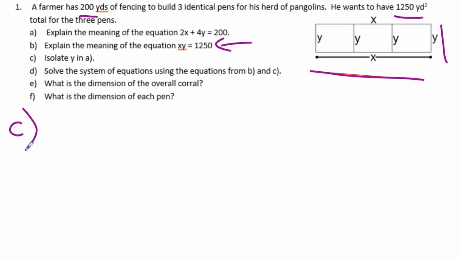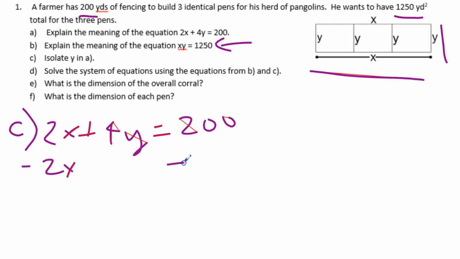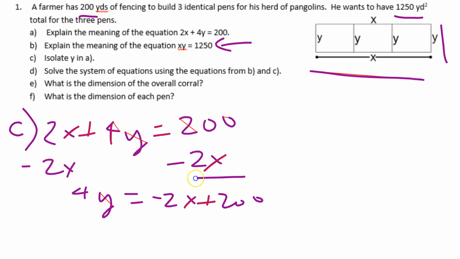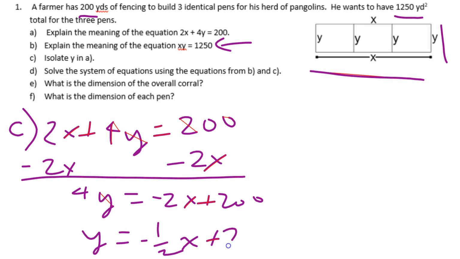Okay, now let's move on. In part C, it says isolate the variable y in part A. So if I have 2x plus 4y equals 200, to get y alone, I know I'd subtract the 2x to the other side. So subtract 2x, subtract 2x. So I get 4y equals negative 2x plus 200. Right? Divided by 4, I get y equals negative 1/2 x plus 50, right? Sorry.